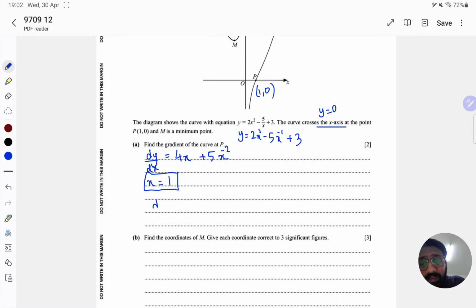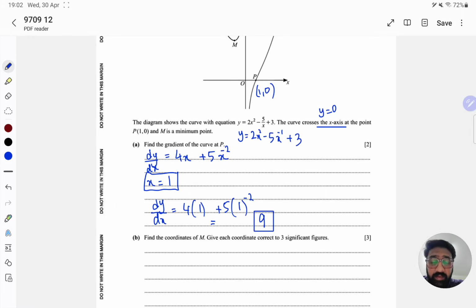So dy by dx will be 4 bracket 1 plus 5 bracket 1 to the power of minus 2. So 4 plus 5 bracket, so that's 1. So basically the gradient will be 9.